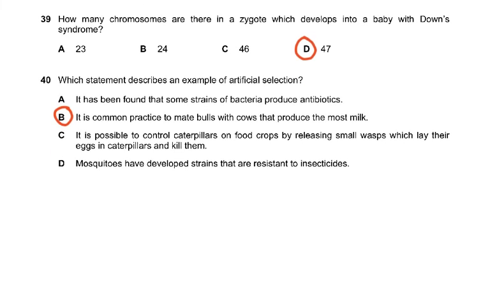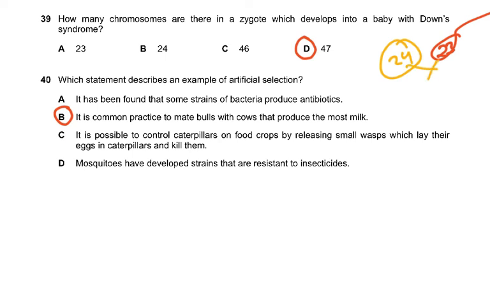Question 39. How many chromosomes are there in a zygote which develops into a baby with Down syndrome? 47 chromosomes. Because the sperm has 23, but sadly, the ovum has one extra chromosome, so 24. So when this fuses and the zygote is formed, it has 47. Then question 40.